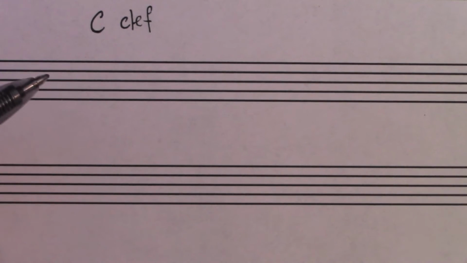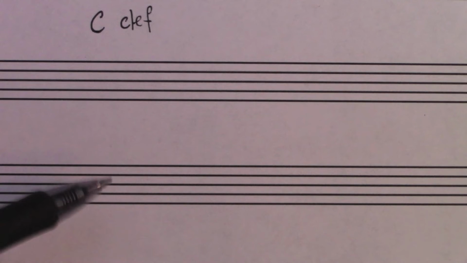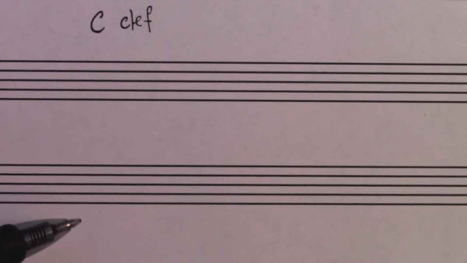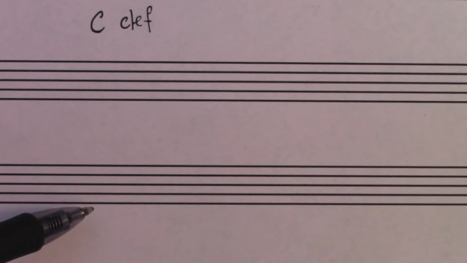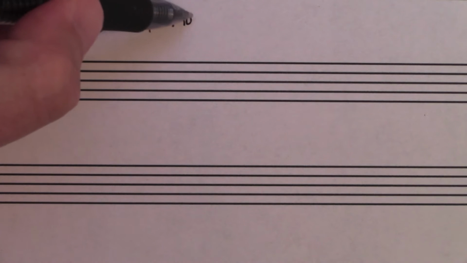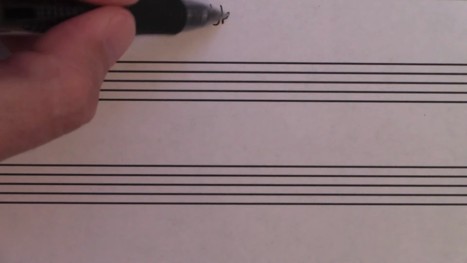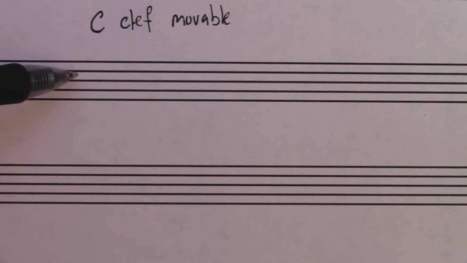Now, remember, the treble clef is also the G clef because it used to be the letter G, and the bass clef can be called the F clef because it used to be the letter F. So, do you figure the C clef used to be the letter C? Yeah, no, not so much. C clef is a movable clef, and it looks like this.